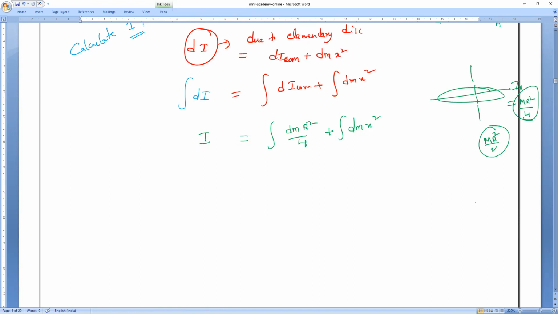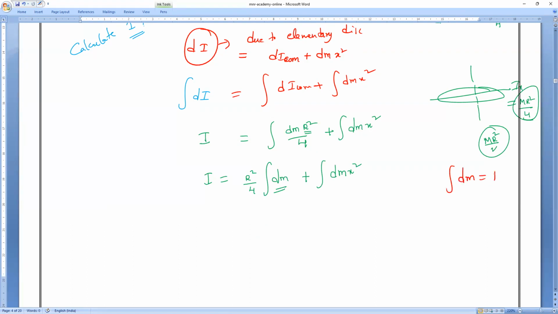Now all of you observe very carefully. We all know that now I is equal to, here r is constant and 4 is constant, so I will put r square by 4 outside, and the integration of dm plus again the integration of dm x square. Now if you see here, we already solved many sums. The integration of dm, what will happen?